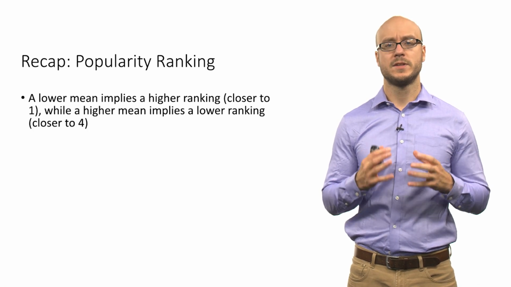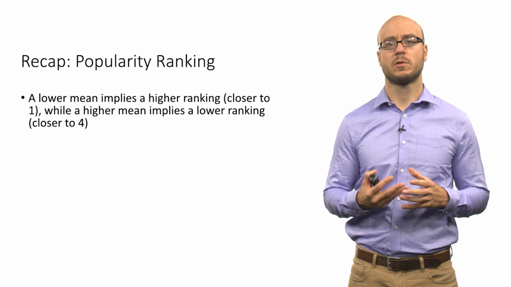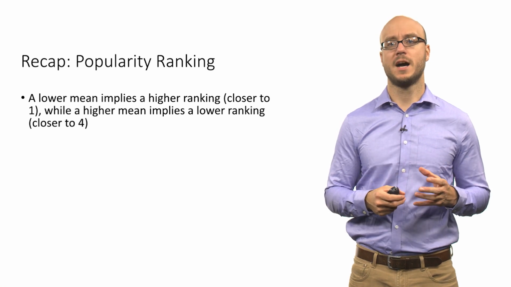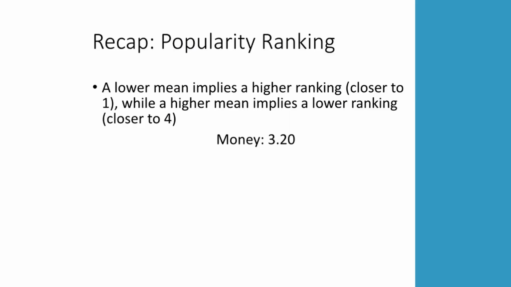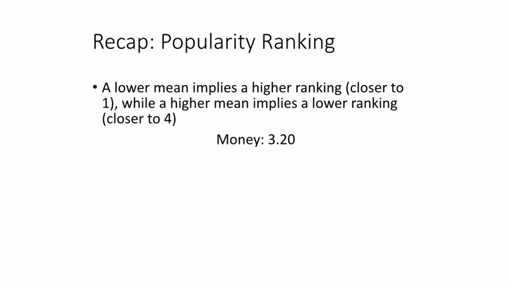Let's recap the popularity ranking for this data set. For each of these 4 ranking variables, a lower mean implies a higher ranking, while a higher mean implies a lower ranking. So the lowest is money. The average ranking for the money variable is 3.2. For grades it is 2.62. For looks it is 2.1. And for sports it is 2.09.